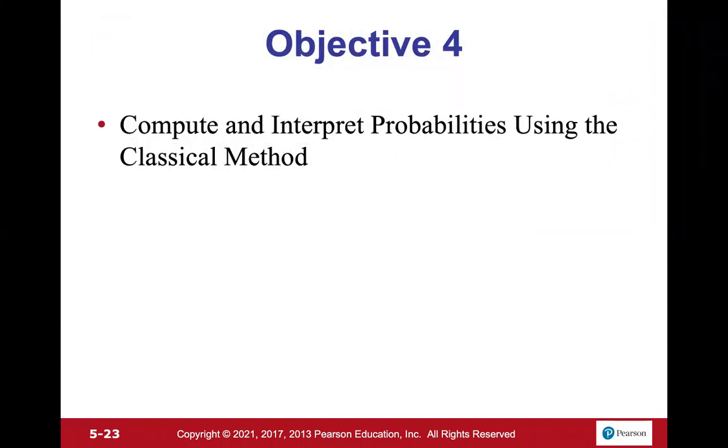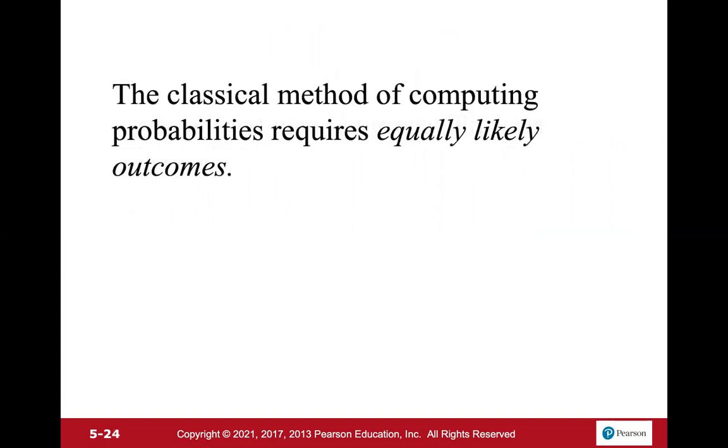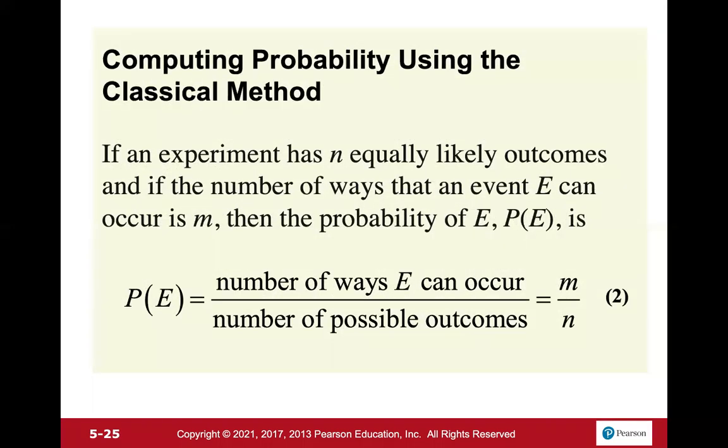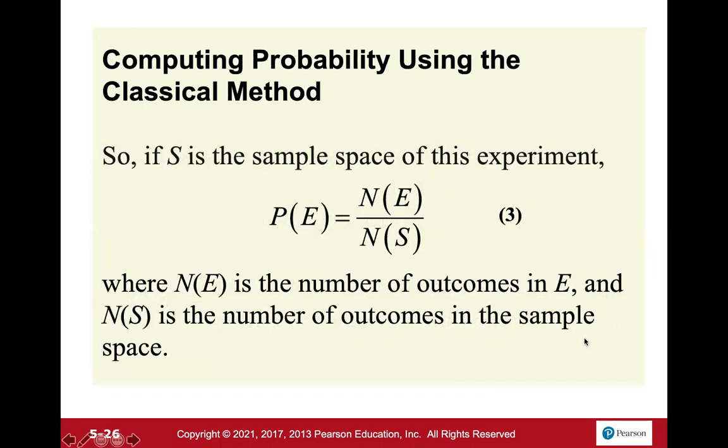Perfect. So now compute and interpret probabilities using the classical method. A classical method of computing probabilities requires equally likely outcomes. An experiment is said to have equally likely outcomes when each simple event has the same probability of occurring. So here, computing the probability using the classical method, if an experiment has n equally likely outcomes, and if the number of ways an event E can occur is m, then the probability of E, denoted P of E, is equal to the number of ways E can occur divided by the number of possible outcomes, or m divided by n. Another way we could think of it is the number of event E's happening divided by the number of the sample space.